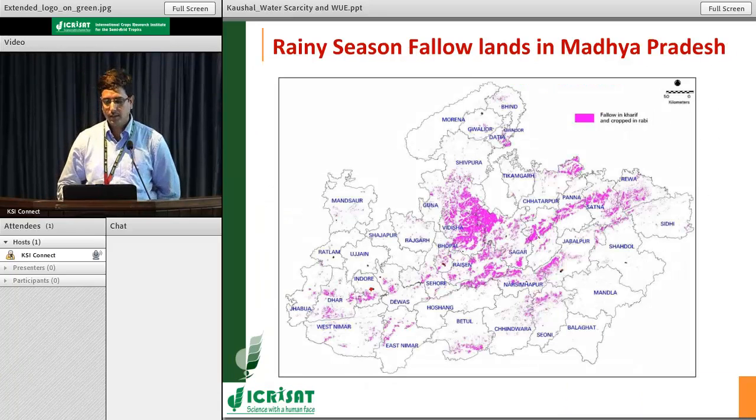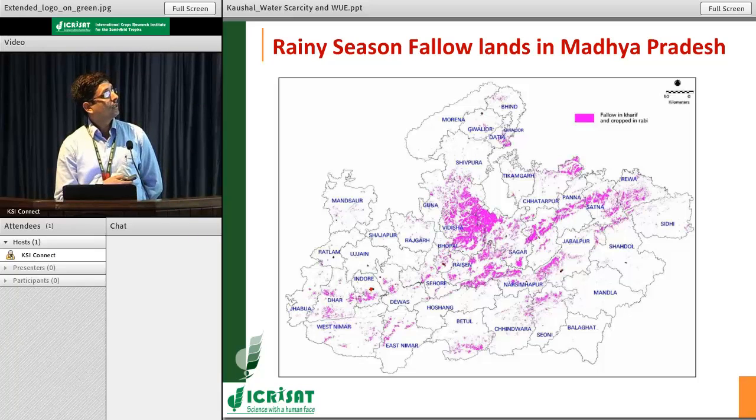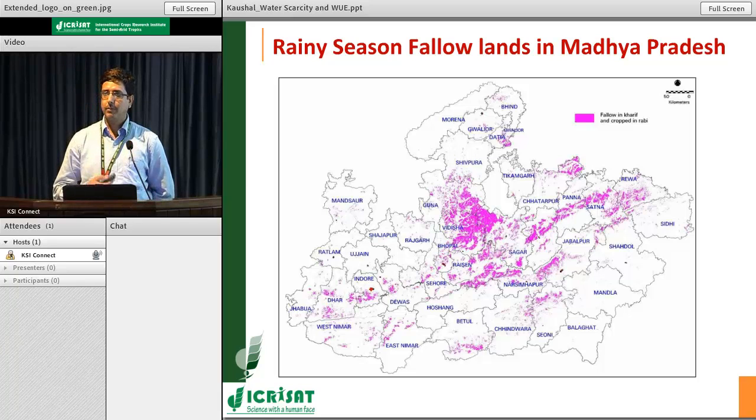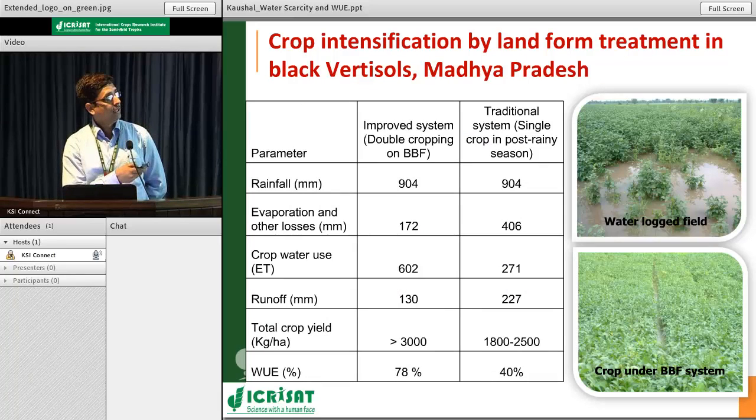Similarly, rainy season fallows are there in Madhya Pradesh. Nearly 2 million hectares predominate in Madhya Pradesh. There, because of black vertisols, farmers are not able to cultivate crops in the Kharif season because of the stickiness of the soil. And because of the landform and field situation, with flooding and all, they cannot do cropping in the monsoon period.